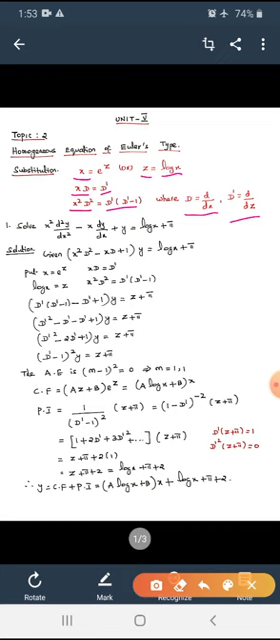Solve x square d square y by dx square minus x dy by dx plus y is equal to log x plus pi. So here they won't mention whether we have to apply Euler's type or which method we have to apply to solve. So here we have to identify the given problem. You can see the coefficients of the given equation. Here the coefficients are x square, x, like that. So those are variables. So equations with variable coefficients belong to Euler's type.